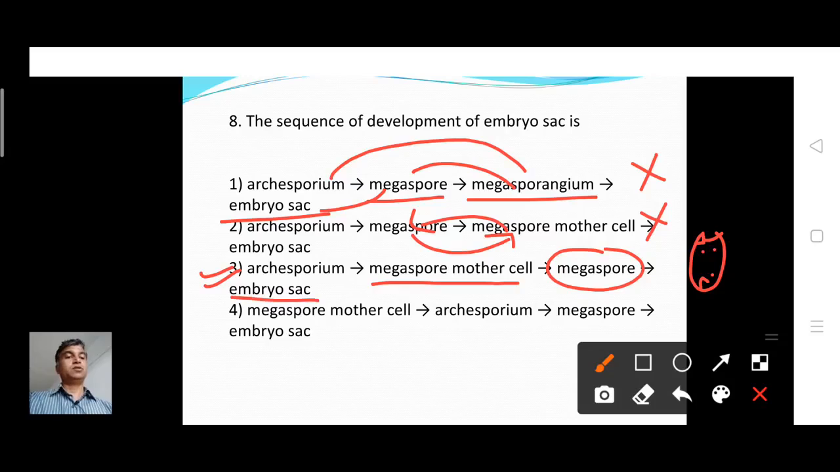That is the embryo sac. The third option is the correct one. Fourth option: megaspore mother cell, which produces the archisporium? This is the wrong one. Archisporium produces megaspores? This is also wrong. Megaspore produces embryo sac. This is the correct part.